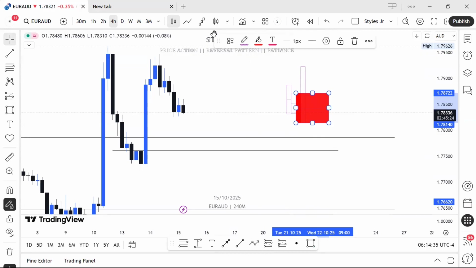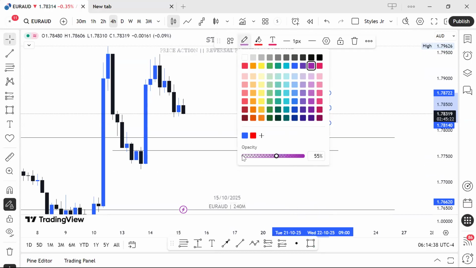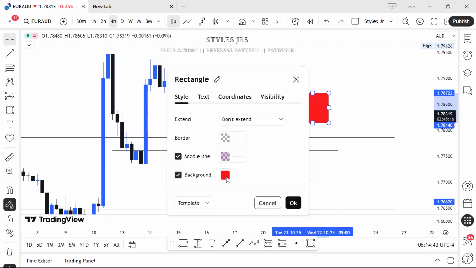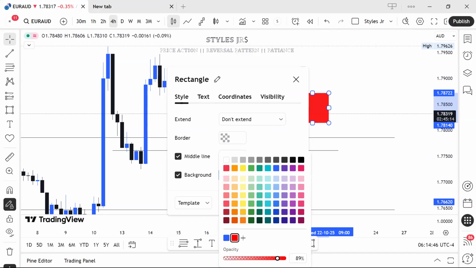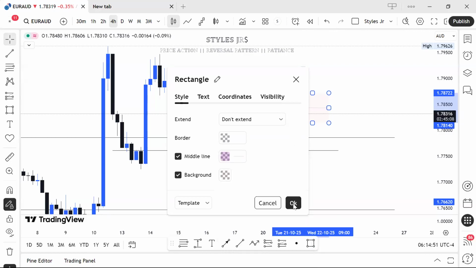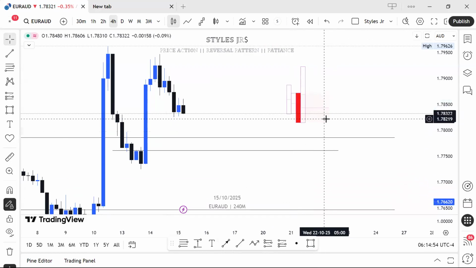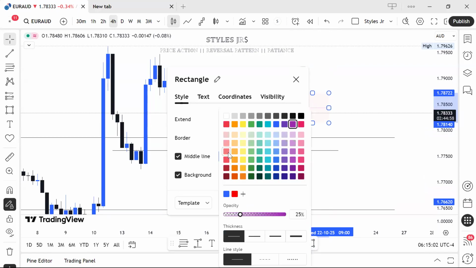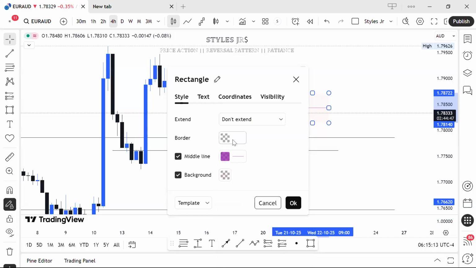Sorry, let's put it this way. So at least we are looking for this entry line. Let me increase it so you can be able to see it. Extend.